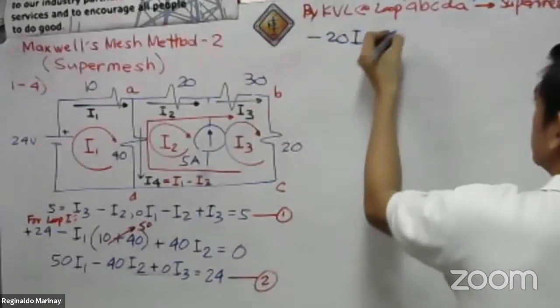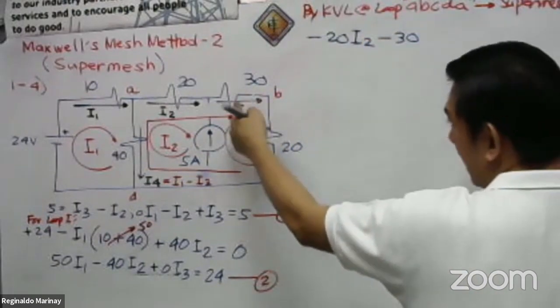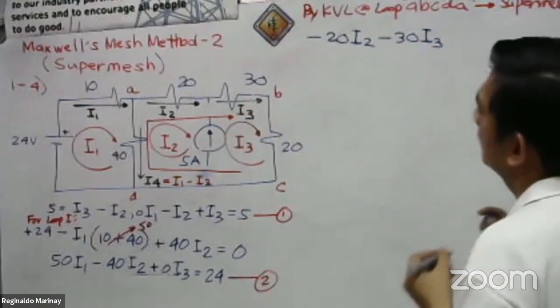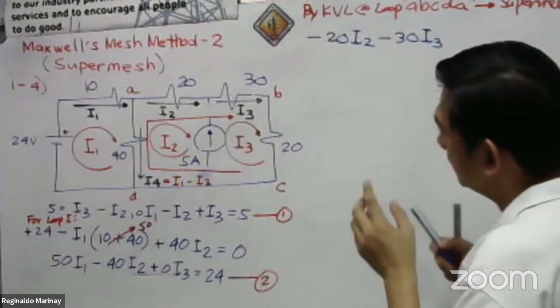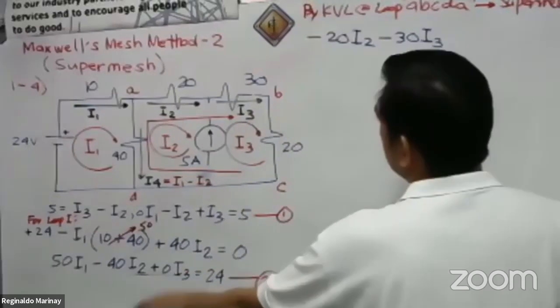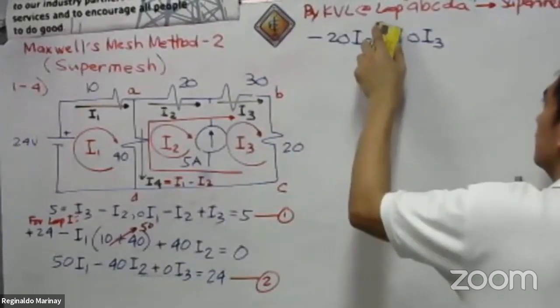So we have here minus 30, then we have I sub 3. Minus 30 I sub 3. But again, I already said that the 30 is in series with the 20. So 30 plus 20, we have 50. Anyway, I can make this already as 50.